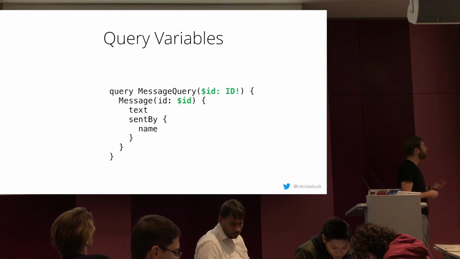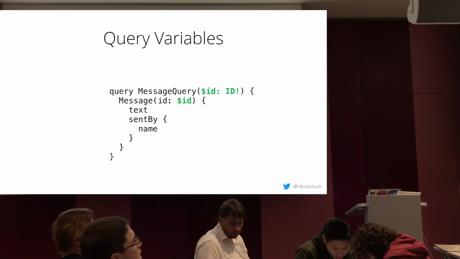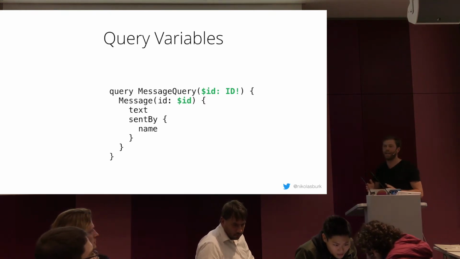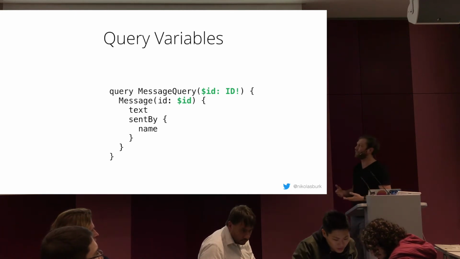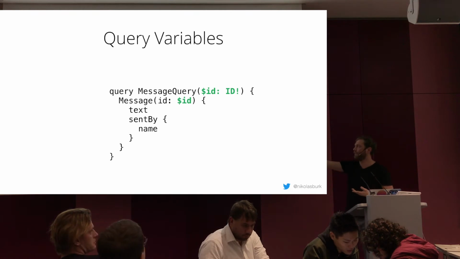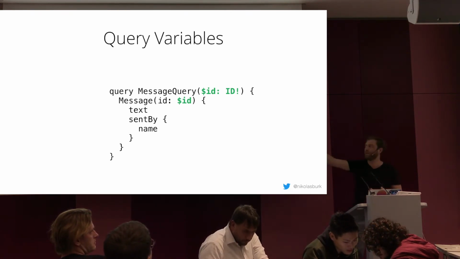And when you're using query variables, you have to declare the name of the variable and the type on top. You can actually think of it somewhat as a function in JavaScript. In JavaScript, you have the function keyword that declares that this is a function. Here we've got the query keyword, which declares that this is a query.